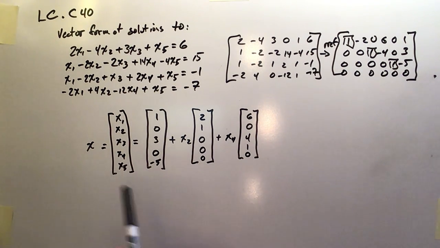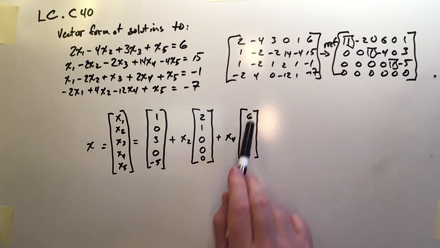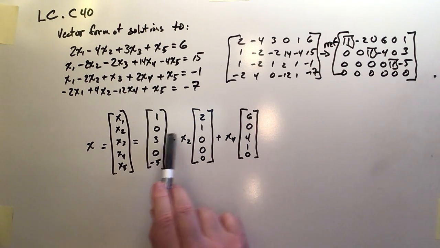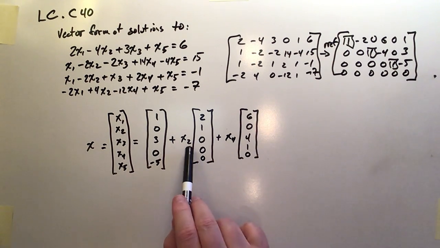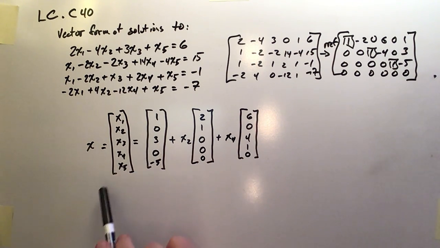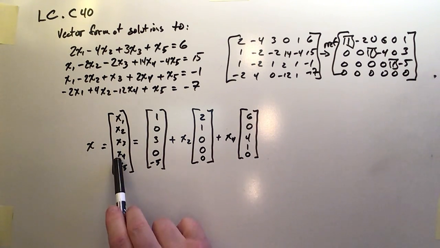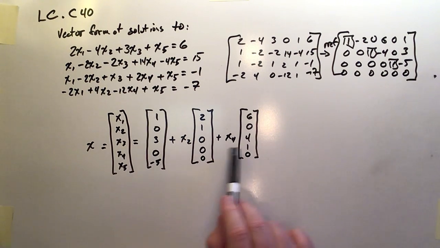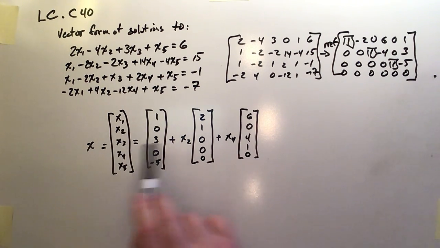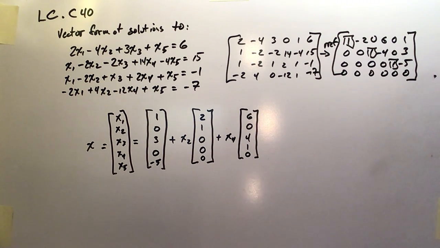I could build it just by writing the individual equations. x1 equals 1 plus 2x2 plus 6x4. x2 equals 1 times x2, so x2 just equals itself. x3 equals 3 plus 4x4. x4 also equals itself. And x5 equals negative 5. So x5 is fixed, 2 and 4 are free, and 1 and 3 are functions of 2 and 4. And there we go. There's the vector solution to this system of equations.